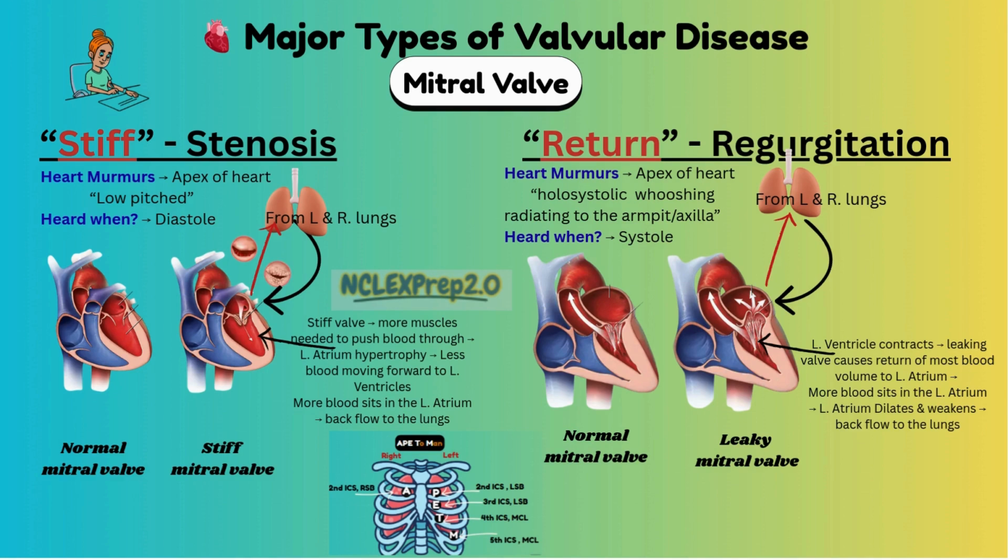So this is a good common exam question. Which murmur is a holosystolic whooshing sound that radiates to the axilla or the armpit? That is your mitral regurgitation. And holosystolic murmur means throughout the entire time the left ventricle goes through systole or contracts, the murmur will be present. As long as it's contracting, the murmur will be present. So it's a holosystolic murmur.